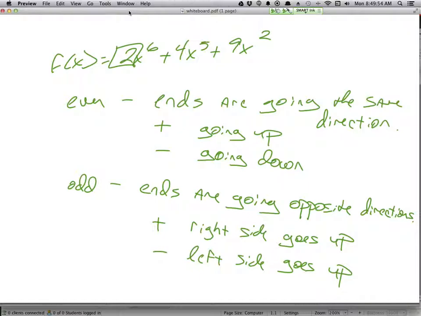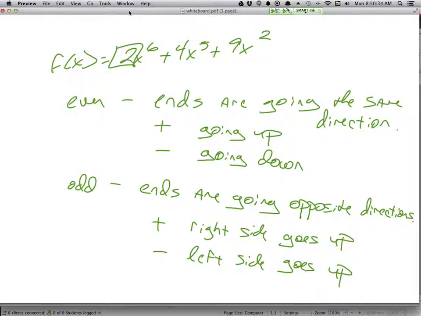Okay, what do you know about a function if its highest exponent is even? What else do you know about it? It's going to have an absolute extreme. Not necessarily a min, but either an absolute min or an absolute max. So if it's even and positive, which means my ends are going up, which one is it going to have? It's going to have an absolute min. And if it's even, negative and going down, it's going to have an absolute maximum.